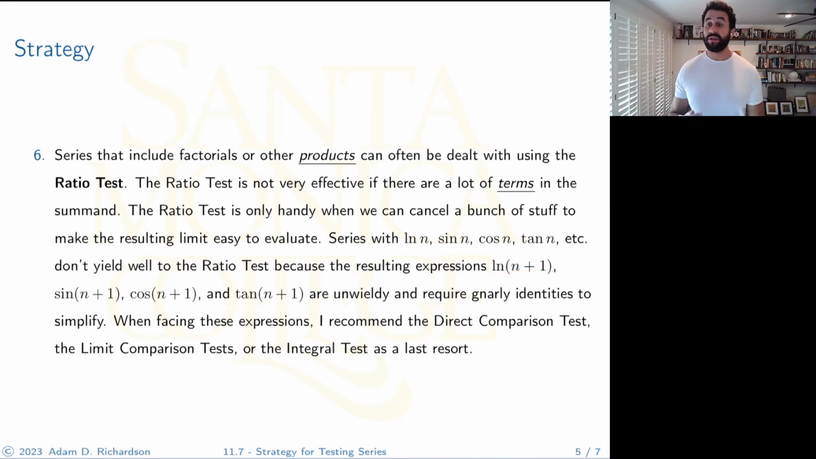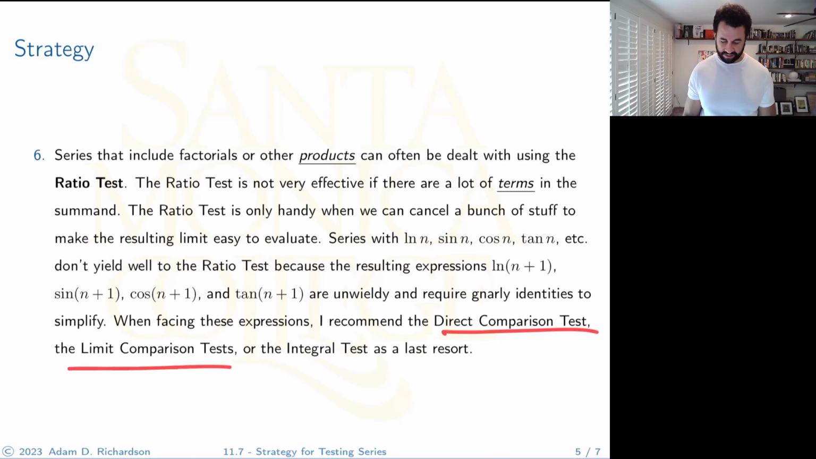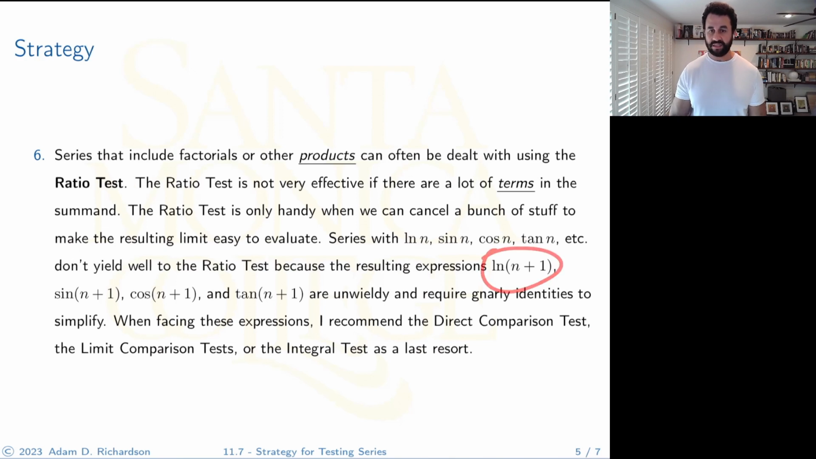That's my tip. When you're faced with natural logs, sines, cosines, tangents, I recommend the direct comparison test because it's really what it boils down to. Some kind of direct comparison where you know a series converges or diverges and you can compare your series to that series, and then you can tell if it converges or not. So with those types of things, use direct comparison, limit comparison, or the integral test as a last resort. The integral test can be nice for things like this, as long as the integral is easy to evaluate. If the integral is gross and not going to be easily evaluated, you may not want to use the integral test.